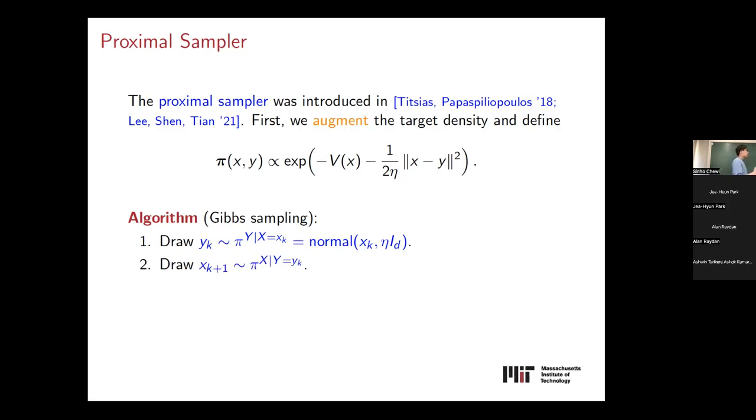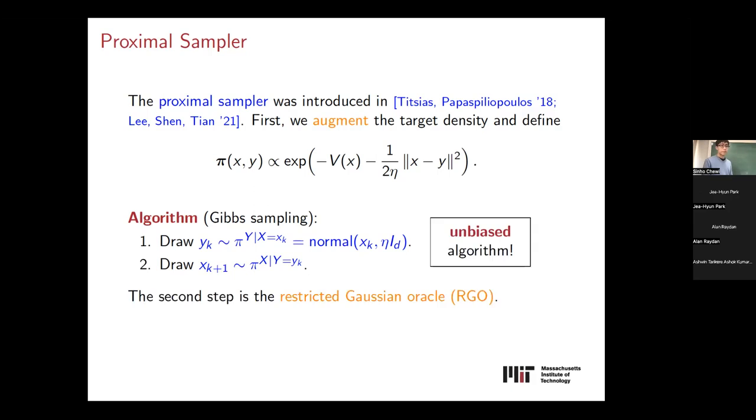And in the second step, we have to sample from x given y. Now, this second step is not explicit, so it's not clear exactly how you implement it. So for now, think of this as a conceptual algorithm. In order to implement the proximal sampler, we need to assume that you can perform the second step. So we call the second step an oracle. And in this paper by Lee, Shen, and Tian, they call it the restricted Gaussian oracle, or RGO.